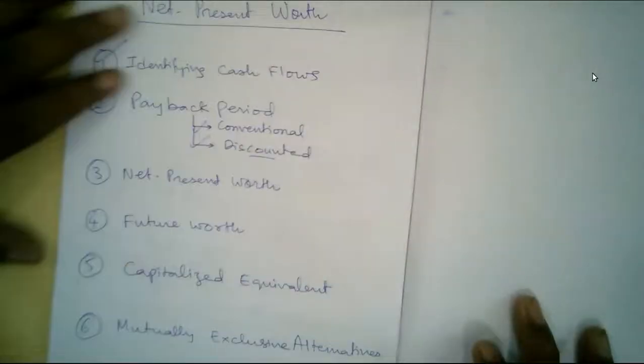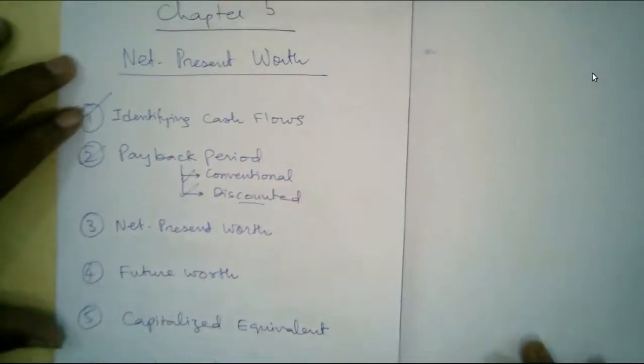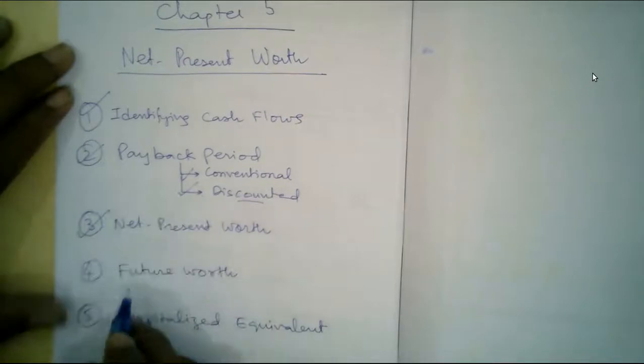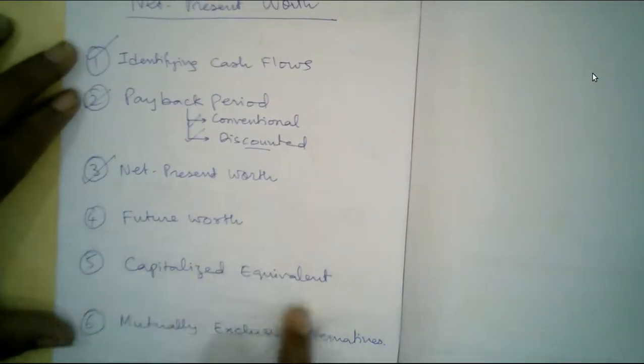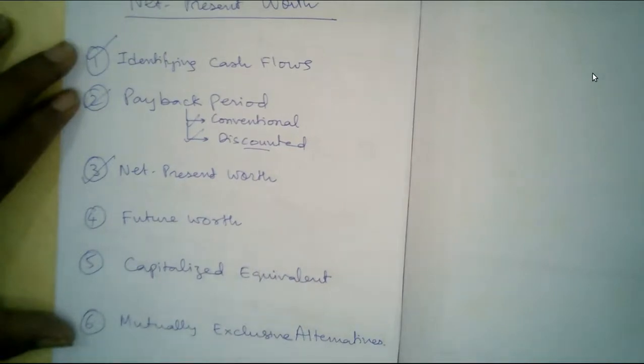So now going back, this is again the topics under this net present worth chapter. So now let's do one problem on the other topics, that is future worth, capitalized equivalent, and mutually exclusive alternatives.